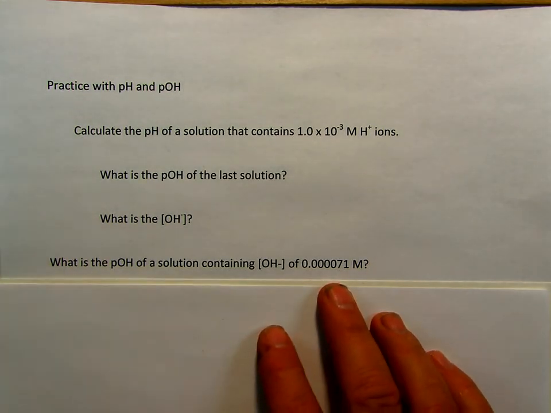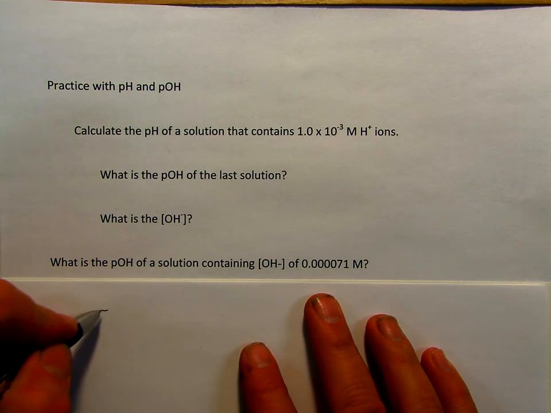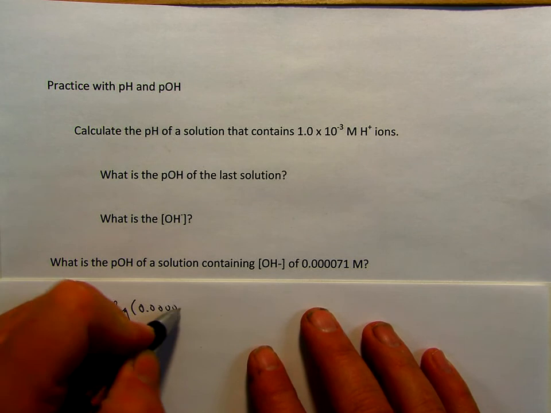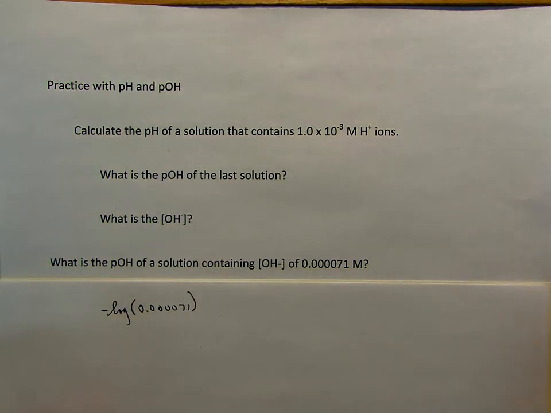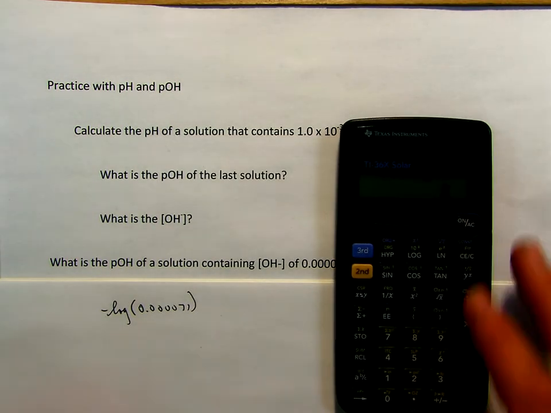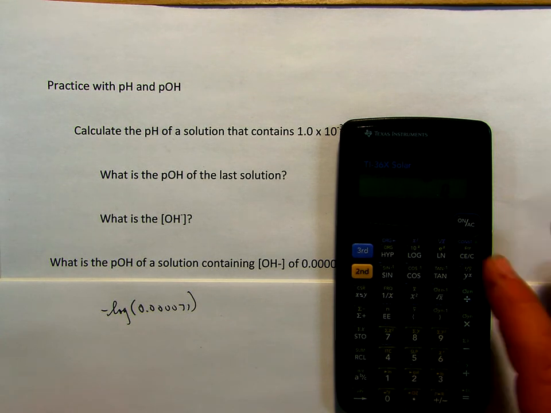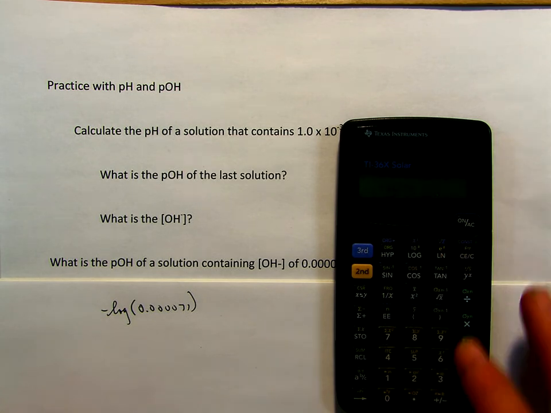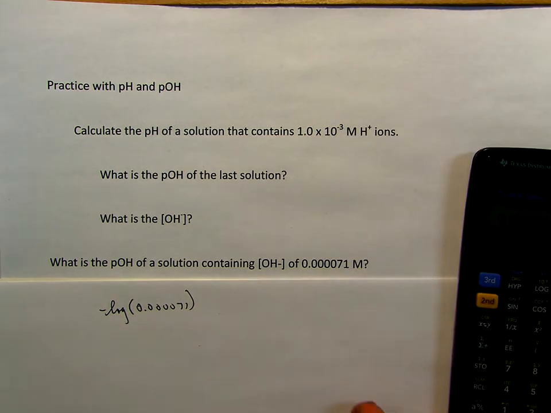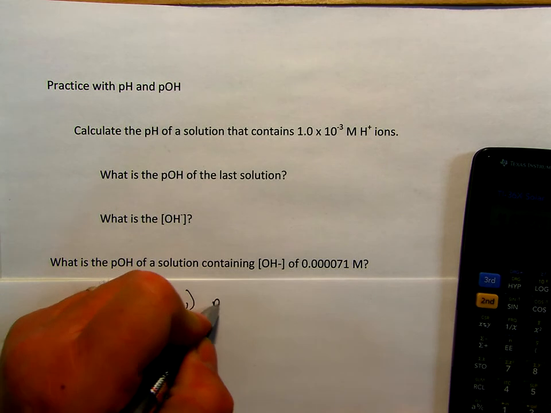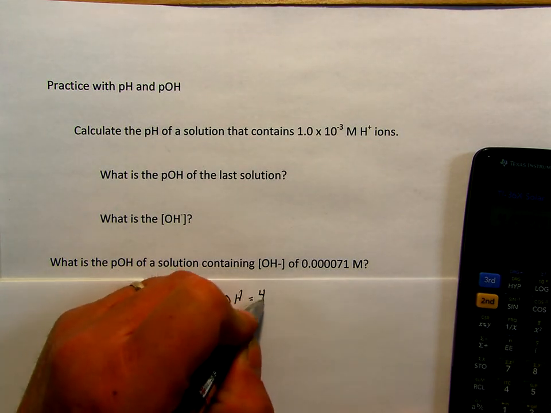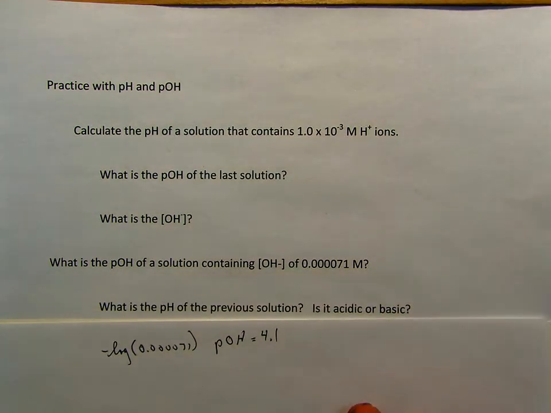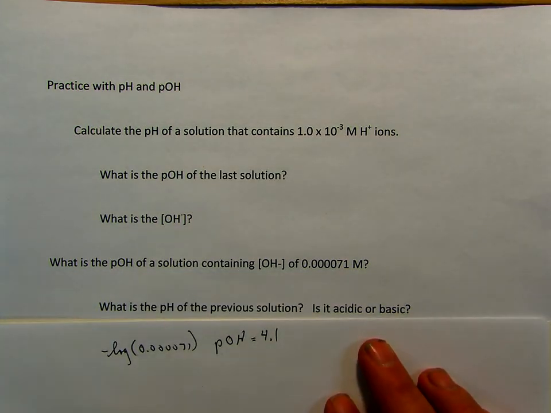Okay, what is the pOH of that? Well, let's just take the negative log of that number, 0.000471, and that's going to give us the pOH. Hit the log of it, and the plus/minus key. So the pOH is 4.1. Easy to do, yeah? What is the pH of the previous solution? And is it acidic or is it basic?